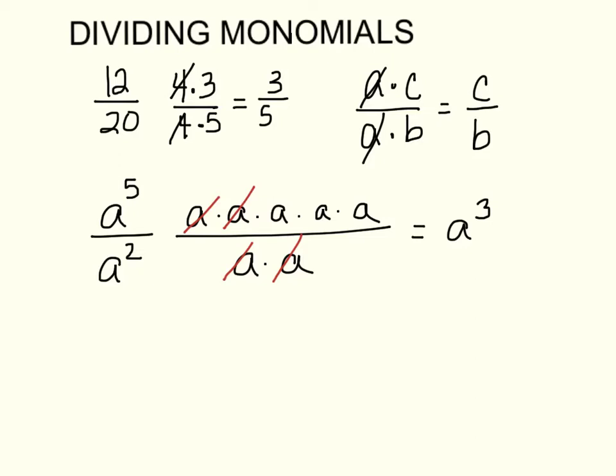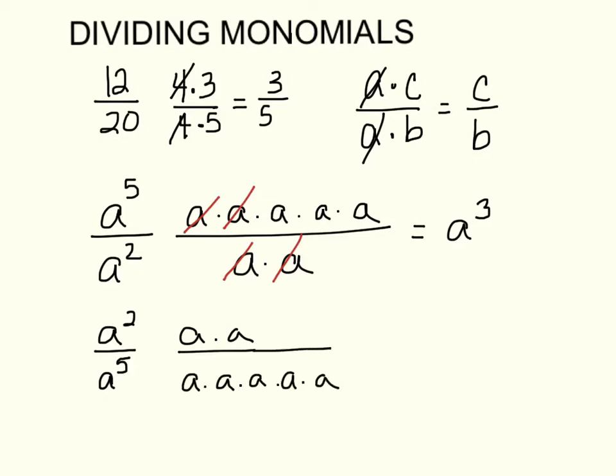In addition, if I switch that around, a squared over a to the 5th, you'd now have a times a on top, and you'd have a product of 5 a's on bottom. These a's would cancel, but this is a little different. You're still left with anything divided by itself. These are all 1s. We don't usually write them, but that's what they are. So you're left with 1 times 1 on the top, which gives you 1 over a times a times a, which is a to the 3rd.